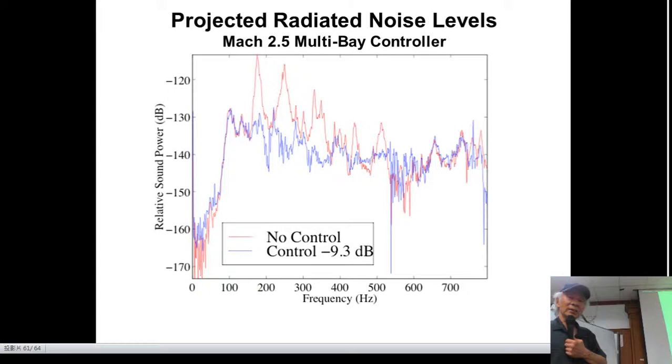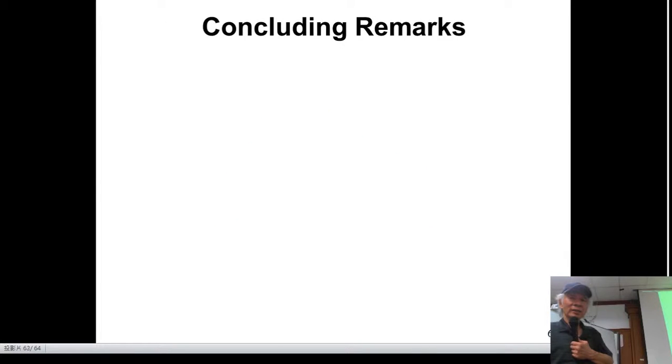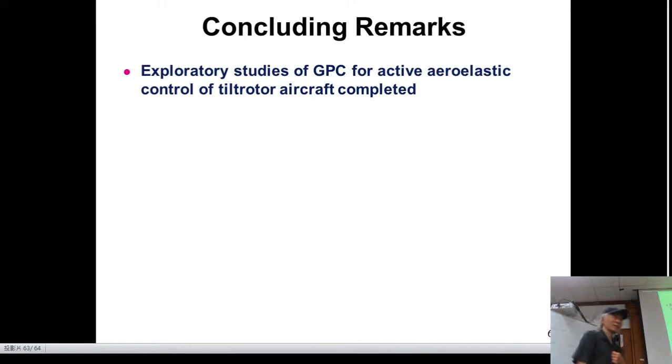The same thing here, 2.5. You can put about 9.3. This we call multi-bay controller. Multi-bay controller means we have more piezo plates. This is 0.8 again. All right. This chapter, we conclude this chapter. I think we'll finish this about 7 p.m.